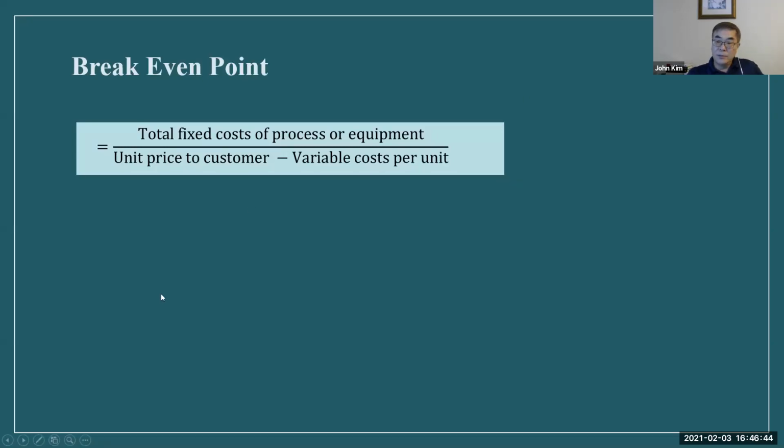Break-even point. Earlier, I showed you fixed cost, variable cost, and so on. So here, break-even point is total fixed cost of process or equipment divided by unit price to customer minus variable cost. Simply, we can use the notation FC divided by price minus variable cost. That is the break-even point.